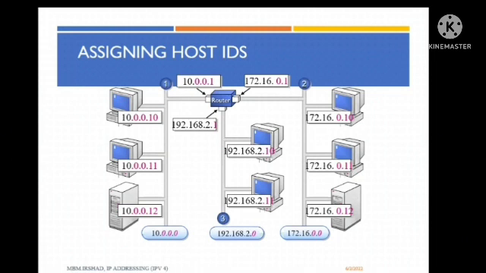Now you see the diagram, how the host IDs are given. Assigning host IDs. As I explained already, to refer to the network ID, we use zeros. The first network ID is always the zero subnet. Sometimes we call it 0 subnet. So if you take network 1, the range starts with 10.0.0.0.